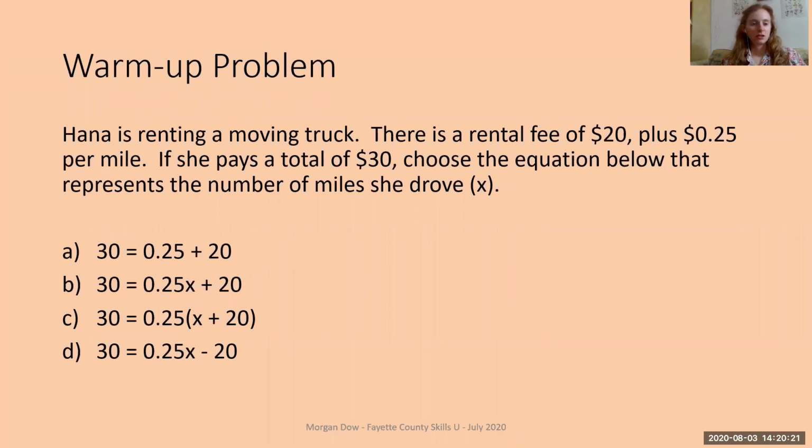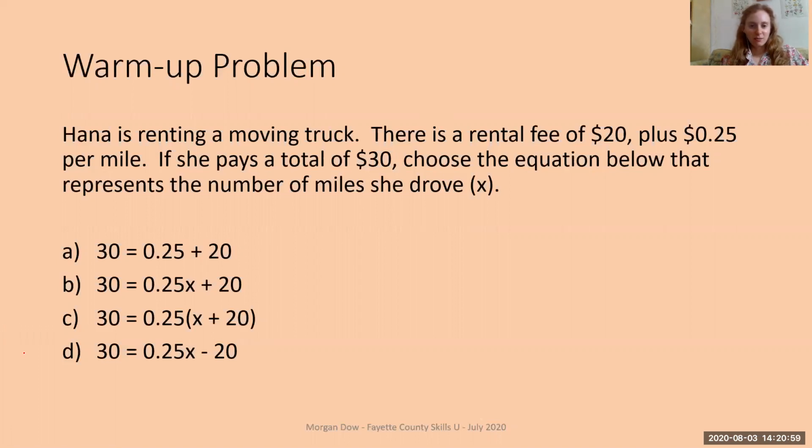All right, let's start with our warm-up problem here. This is again from last week's lesson, so it should look familiar if you have watched that. Hannah is renting a moving truck. There's a rental fee of $20 plus 25 cents per mile. If she pays a total of $30, choose the equation below that represents the number of miles she drove, X. So we're going to take a look at our 4 answer choices here. I'd encourage you to pause the video and think about the problem, choose what you think is the answer, and then come back when you're ready to go through it with me.